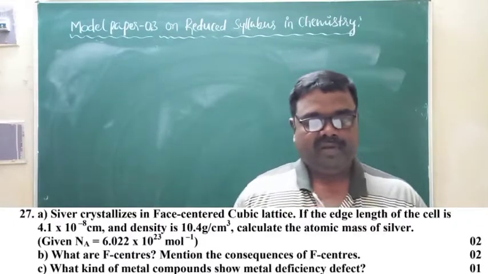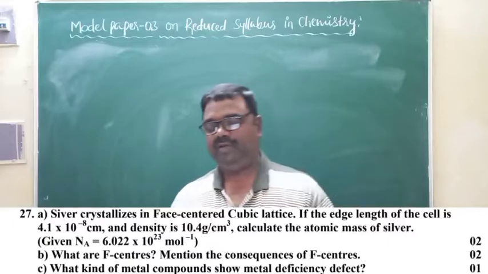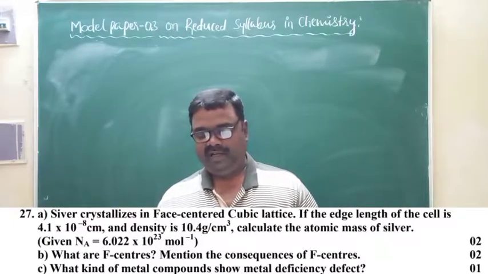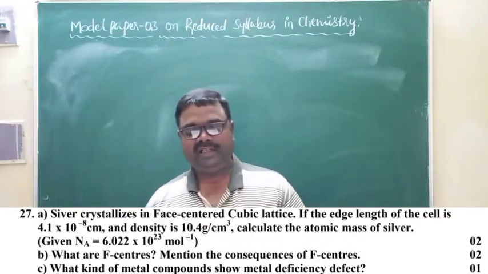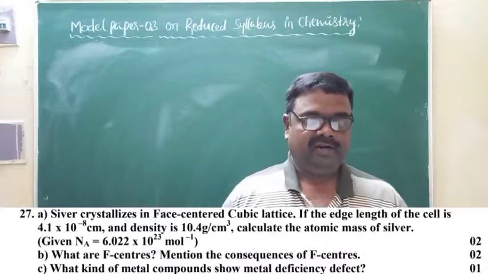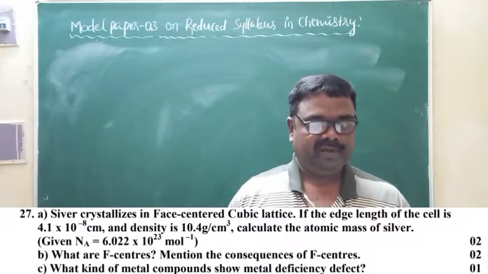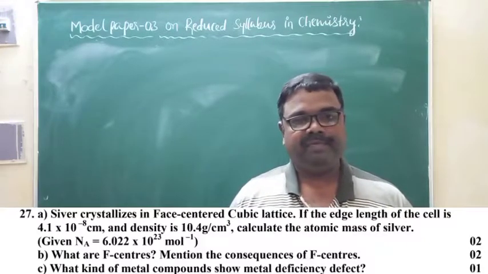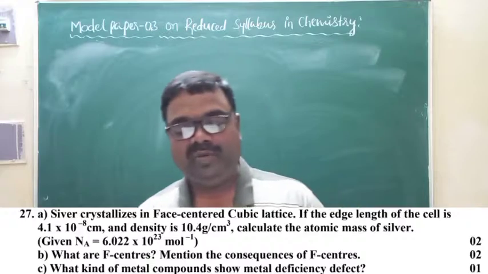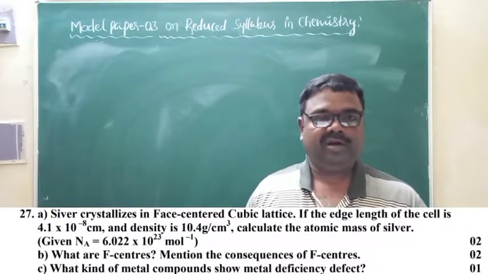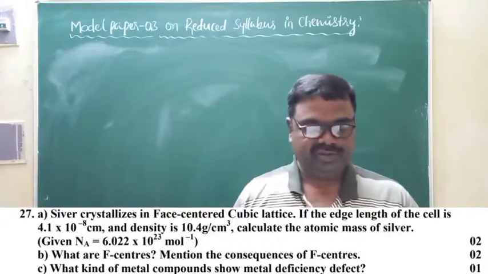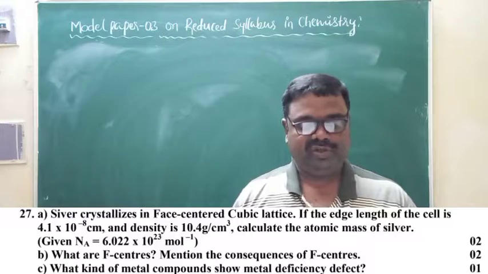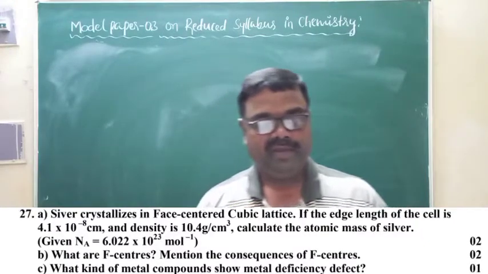Silver crystallizes in FCC cubic lattice. If the edge length of the cell is 4.1 into 10 to the power minus 8 centimeter and the density is 10.4 gram per cc, calculate the atomic mass of silver, with the given Avogadro number 6.022 into 10 to the power 23. That carries 2 marks. 27b: What are F centers? Mention the consequence of F centers. That also carries 2 marks. What kind of metal compounds show metal deficiency defect? That carries 1 mark.